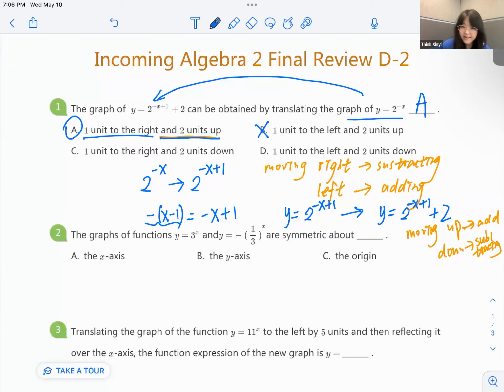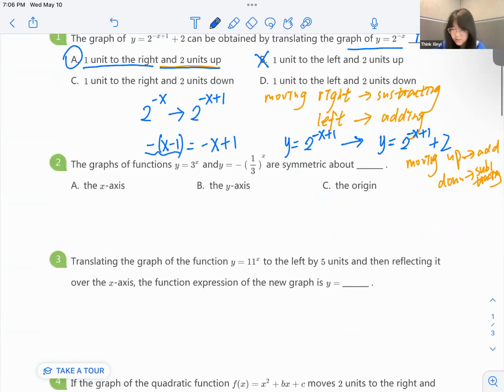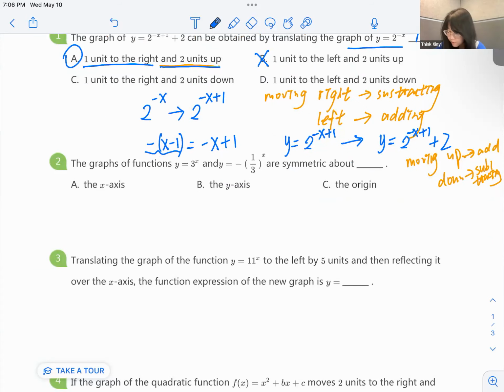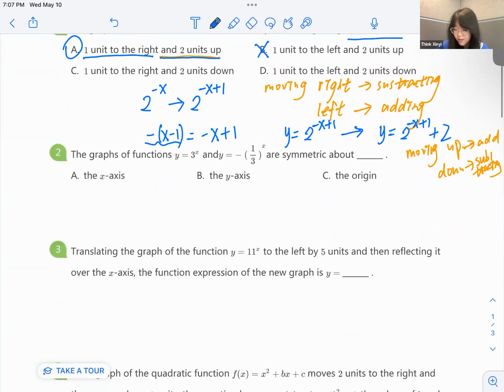Okay, let's then see the second question. So the graphs of functions y equals 3 to the power of x and y equals negative parenthesis 1 over 3 to the power of x. These two functions are symmetric about A, B, C, what? Okay, so this is actually a reflection of the exponential function.